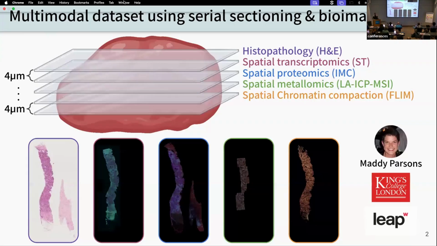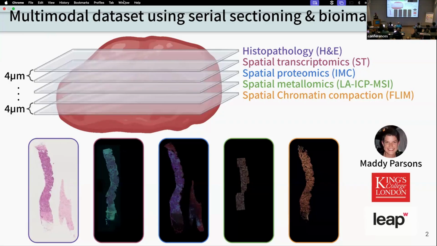Our amazing collaborator, Maddie Parsons from KCL, has created an amazing multimodal niche data set. What we do is take a tissue sample and make consecutive tissue sections, as we can see above, and each tissue section is then imaged using a different bioimaging technique.